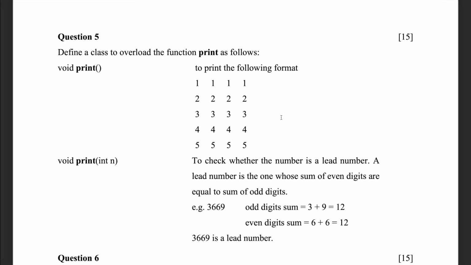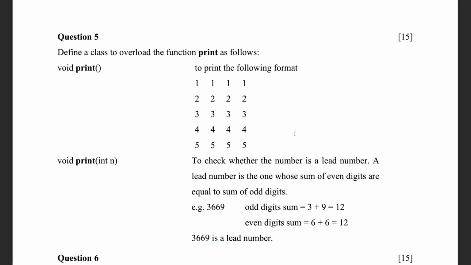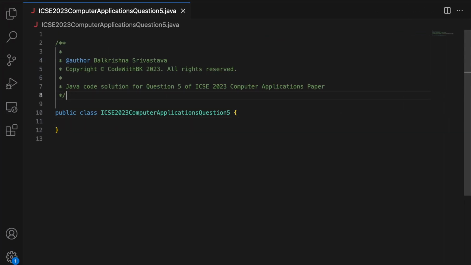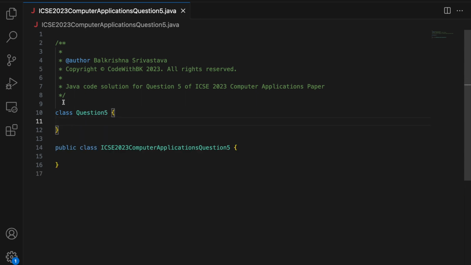So let's begin. Read this question, take a minute and read it completely. Alright, so we have to overload the function print as follows in a class. So I'm going to write a class Question5. You can name the class anything you want. I'm naming it Question5 because this is the solution to question 5.